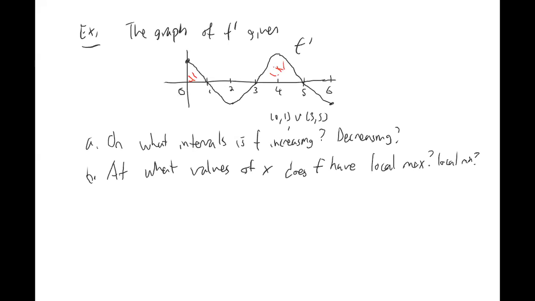Okay, so on what intervals is it decreasing? This is when the derivative's negative, and we are negative here and here. So this is 1 to 3, union 5 to 6. All right, great. Let me erase these red things.